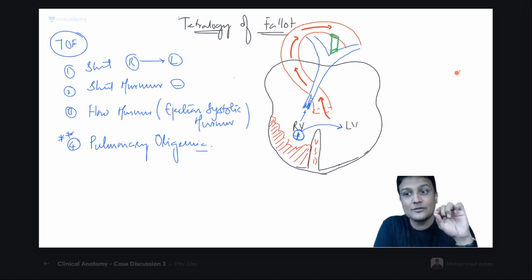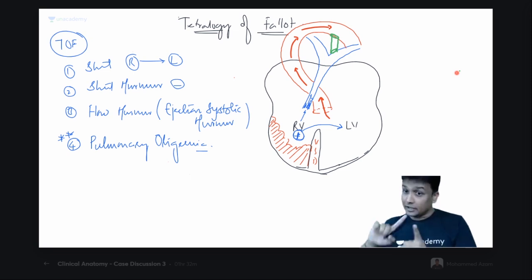Ductus arteriosus will not close immediately after the birth. Remember, the functional closure of that duct will occur by day 7. That means it is still present there. And because of that, my dear friends, what is going to happen here? Functional closure will occur on day 7. Because it is still present there, what is going to happen?